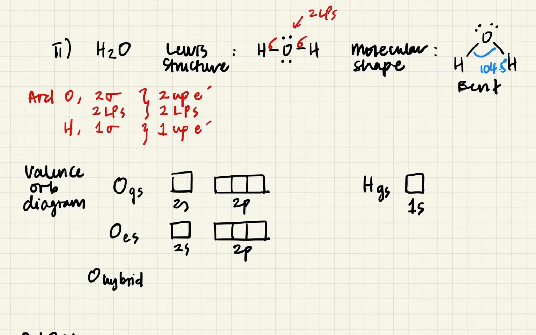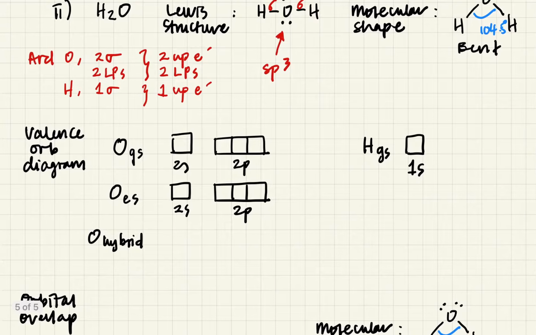Okay, so the central atom, oxygen, will have what type of hybridization? Since you have 2 unpaired electrons and 2 lone pairs, that means 2 plus 2 is 4. You need 4 hybrid orbitals. So the type of hybridization with 4 hybrid orbitals will be sp3 hybrid orbitals. Okay? So now that you have that information, you are going to do your valence orbital diagram.